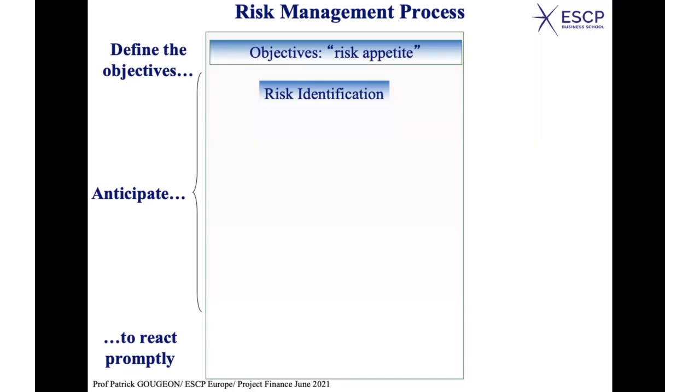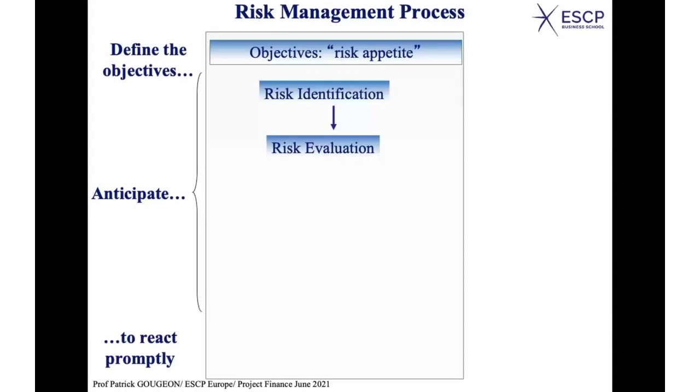And once you have identified all the risks, you have to process further and evaluate the risk to define priorities, okay? Indeed, if the risk is too high and there is not much you can do to mitigate it, you can just decide not to go for it. That is what we call risk avoidance, okay?